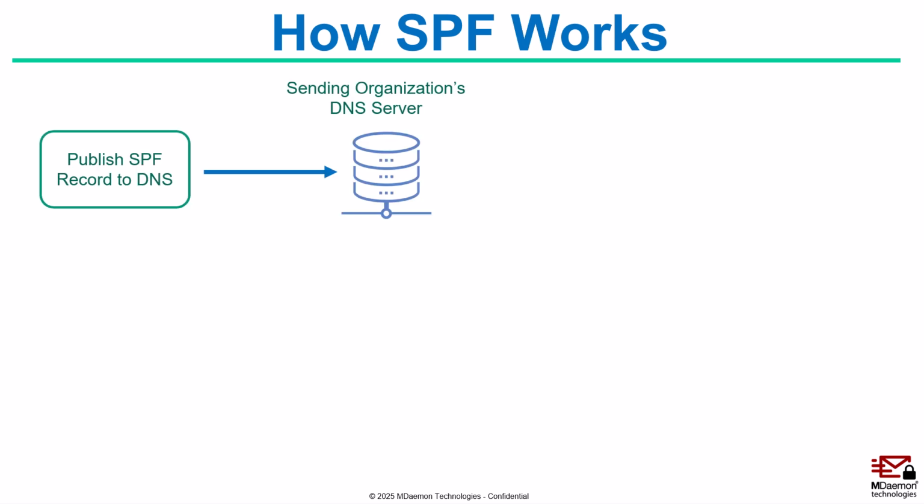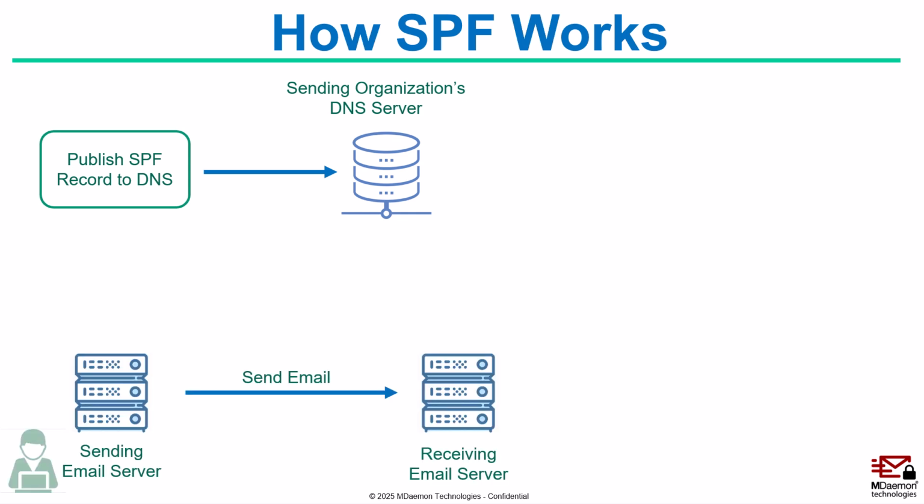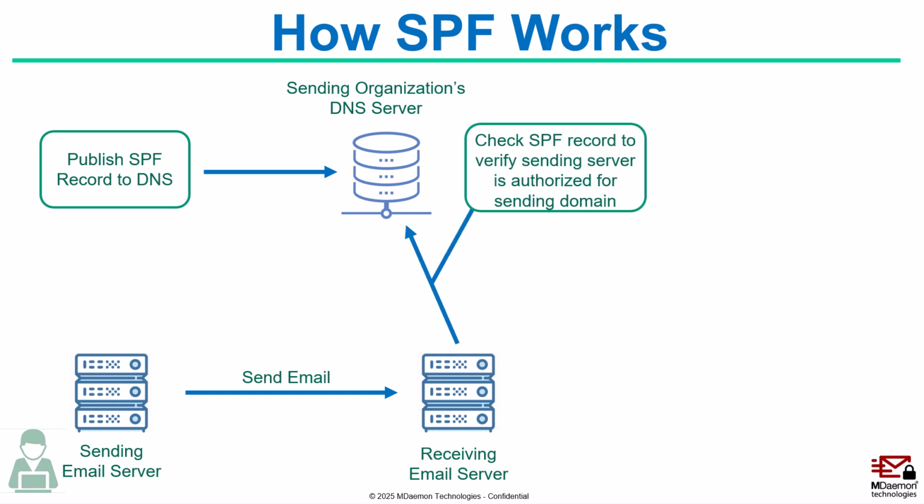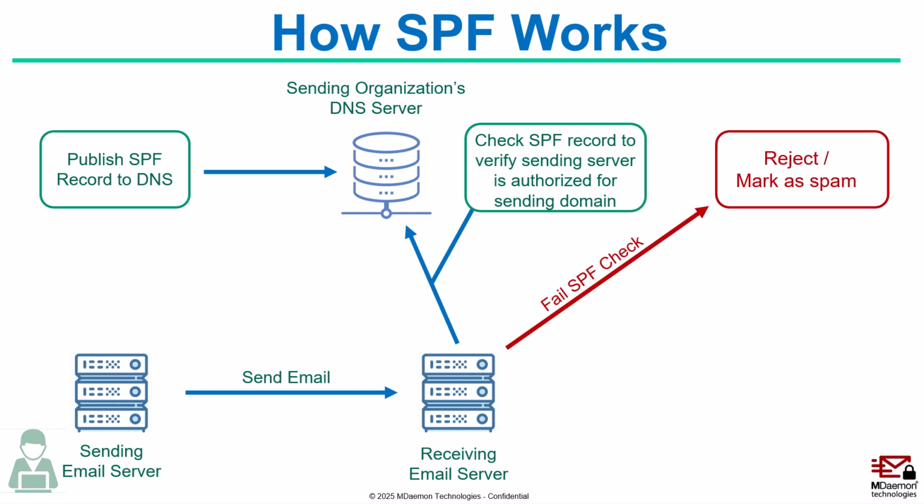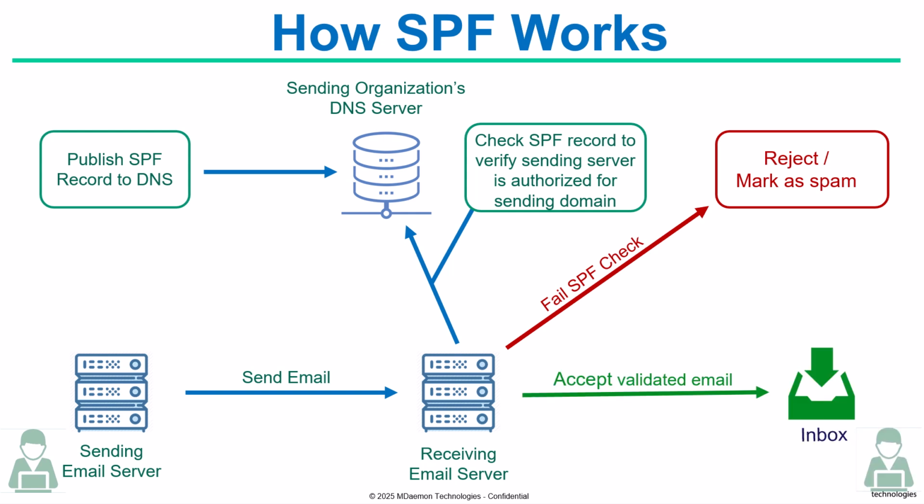So the way it works is a domain owner publishes an SPF record to DNS, to the sending organization's DNS server. And then when an email is sent from that domain, the receiving server checks the SPF record of the domain and the from address to verify that the sending server is authorized to send on behalf of that domain. And then based on the SPF record, if the server that sent the message is not listed in the SPF record, then the message can be rejected. If the server is listed in the SPF record, then the message can be accepted.